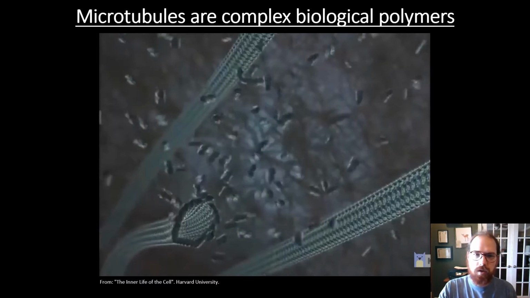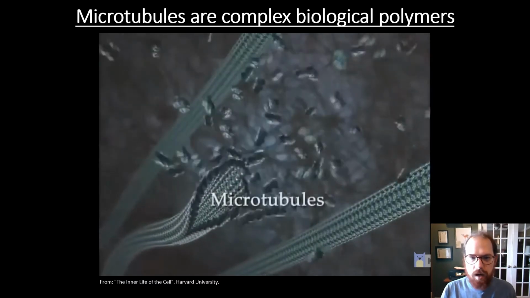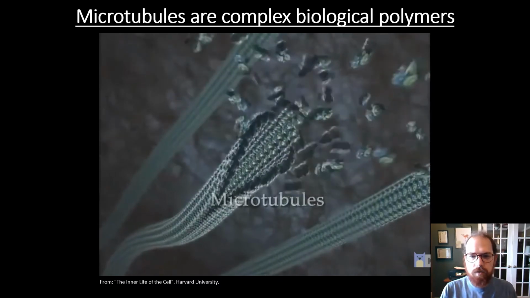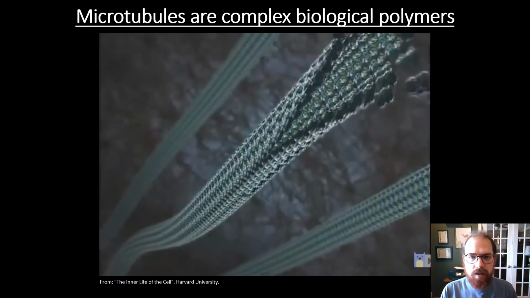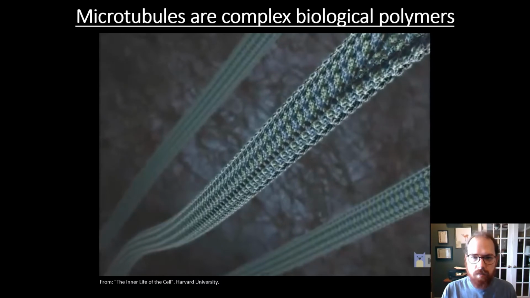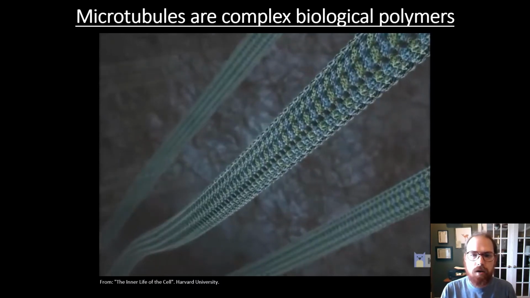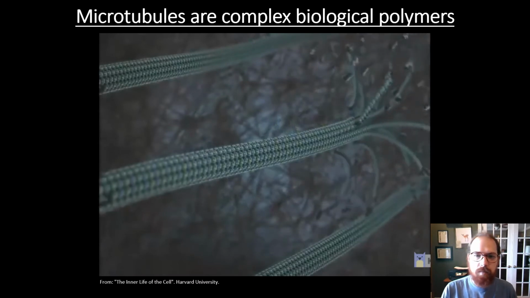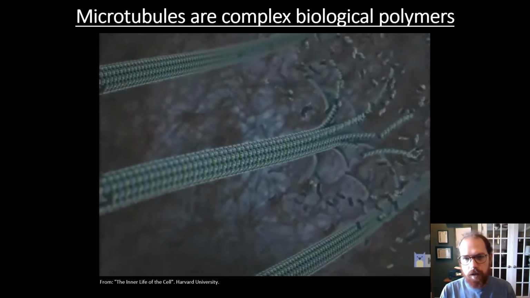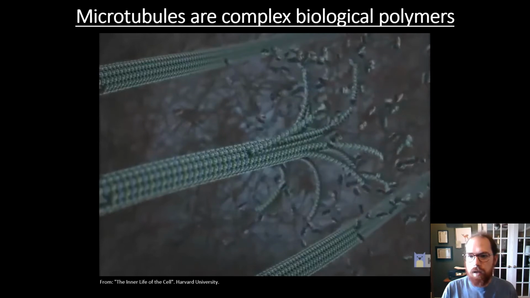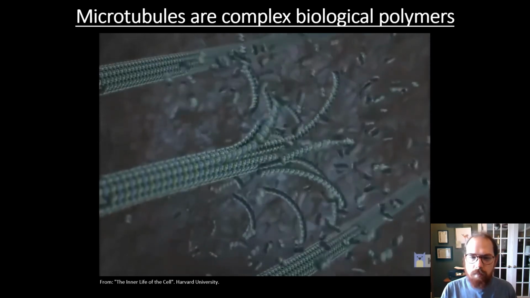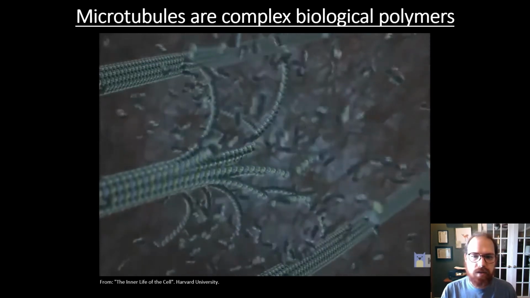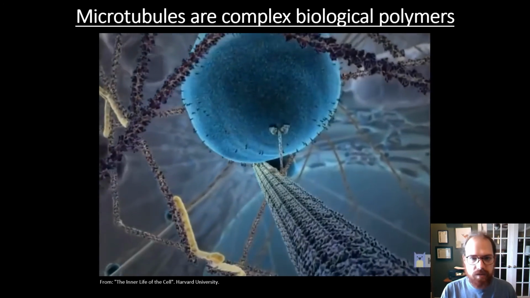In order to understand what our lab does, we first need to introduce microtubules. Microtubules are complex biological polymers. This is a snippet from Harvard University's Inner Life of the Cell video, where we have tubulin dimers polymerizing into a hollow cylindrical lattice that is a microtubule. And this lattice can polymerize and it can depolymerize, as we're seeing now, rather spontaneously. Microtubules are used in a variety of cellular processes, including vesicle transport.